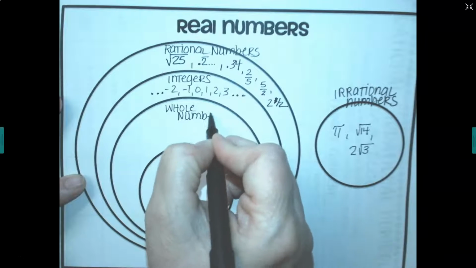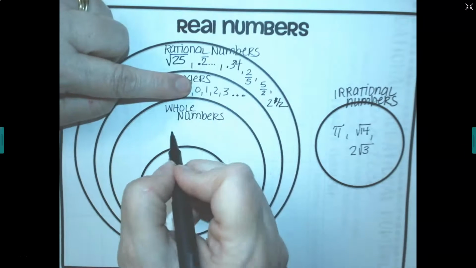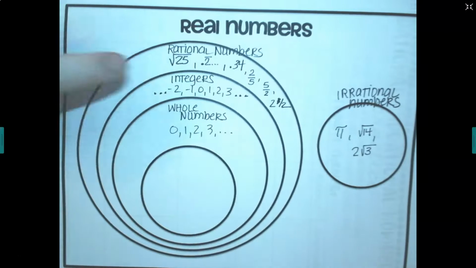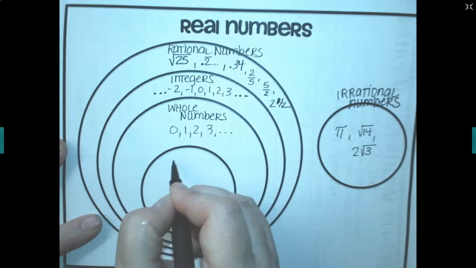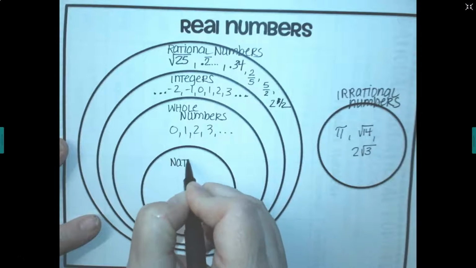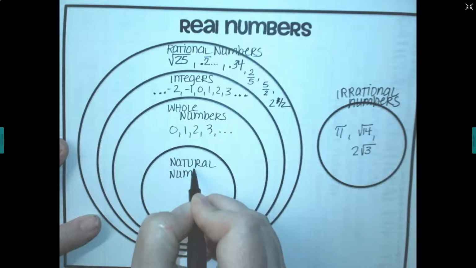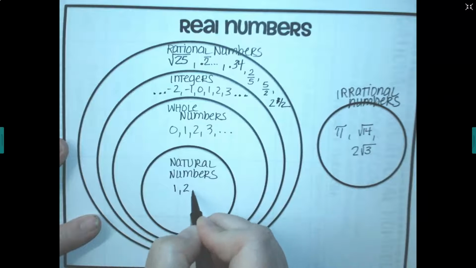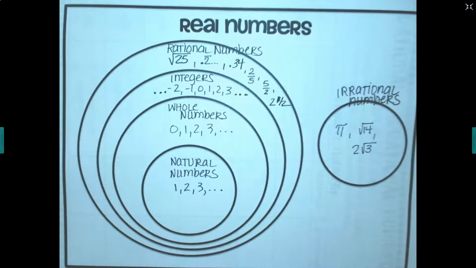And whole numbers is a smaller set than integers. Remember, the whole numbers don't include the negatives, so they're the 0, 1, 2, 3, and we can keep counting to the right only for whole numbers. And then the smallest set of them all is the natural numbers. Okay, so natural numbers, the only difference between whole numbers and natural numbers is natural numbers start at 1. Okay, now let's try a couple of examples before you do your practice.